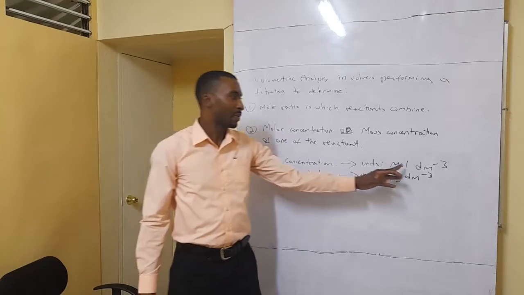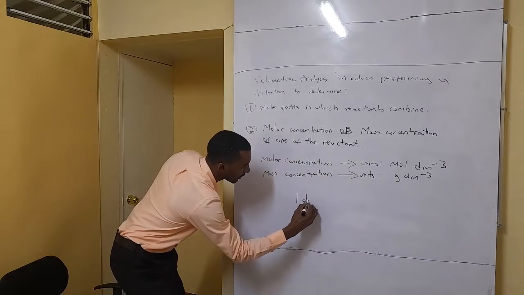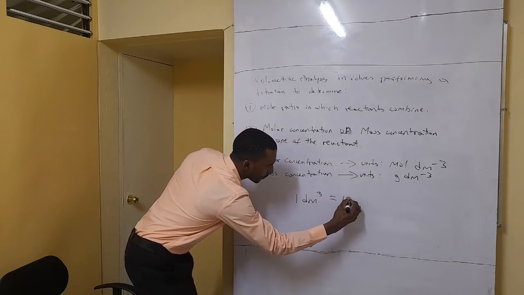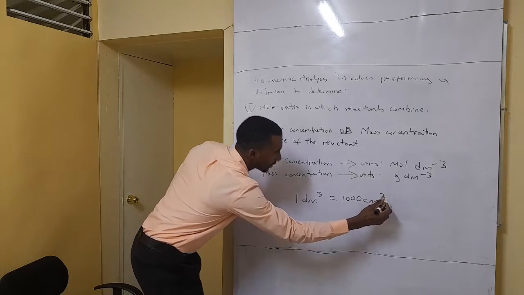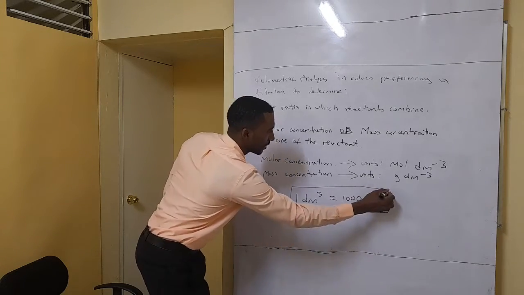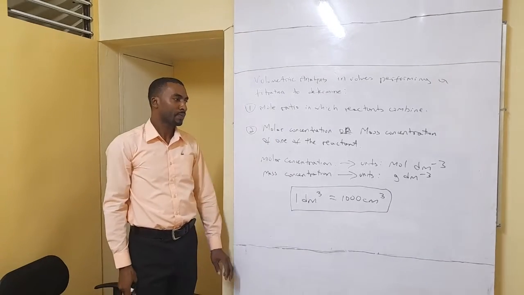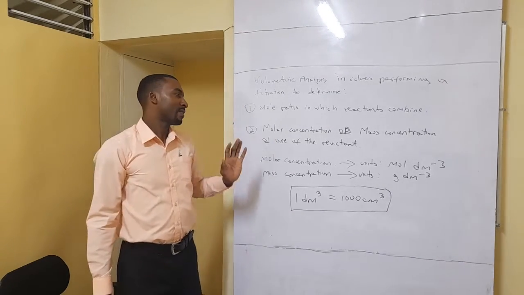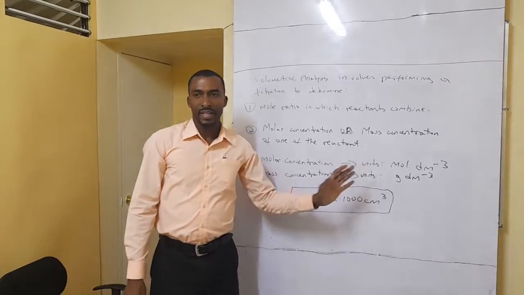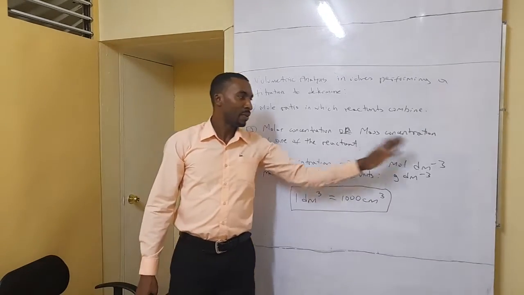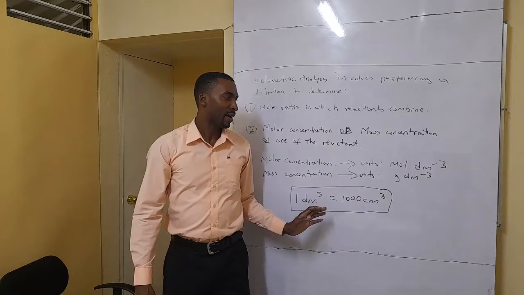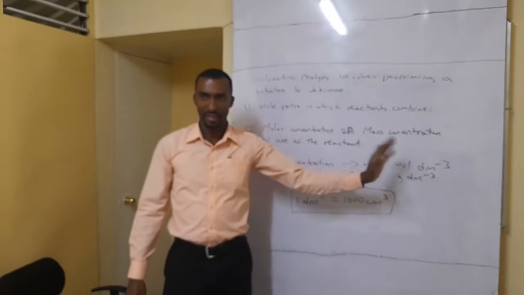So basically, I will know that 1 dm cube is equal to 1000 cm cube. We have to know this conversion very well also. These are things that you have to remember. It simply means concentration can be expressed in moles per volume or mass per volume. Basically, that's what it's saying, right?